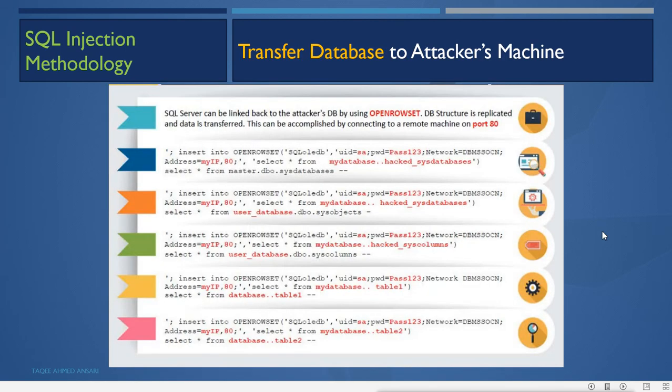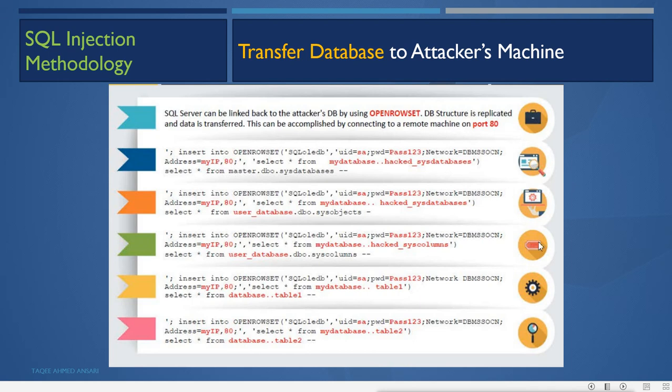Then transfer the database to the attacker's machine. Now here what we can do, we can transfer the database from the database server to the attacker's machine. SQL servers can be linked back to the attacker's database by using OPENROWSET. With OPENROWSET, the database structure is replicated and data is transferred. This can be accomplished by connecting to a remote machine on port 80.